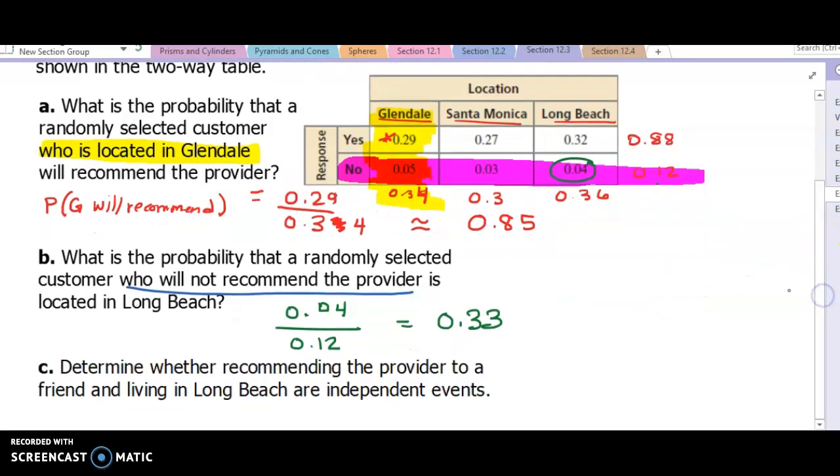All right, I want you to go ahead and try to figure out C on your own, and then we will look at it together. All right, so when I talk about recommending a provider and living in Long Beach, are those anywhere related? Like, does recommending a friend have anything to do with you choosing to live in Long Beach? No. So these would be independent events.